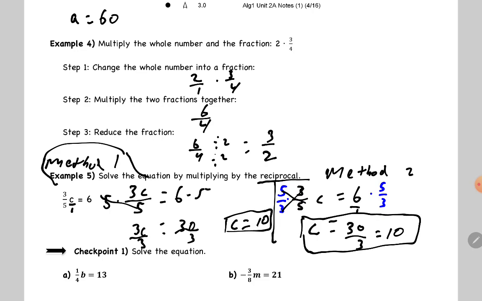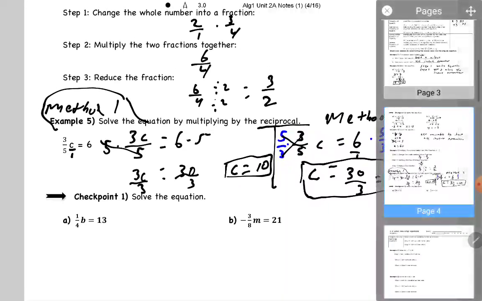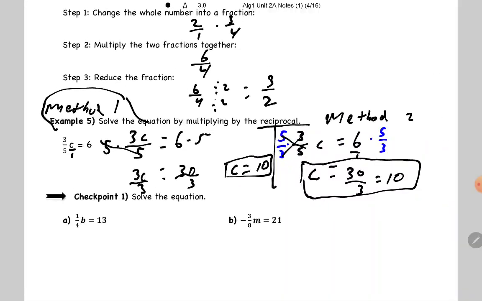Alright, let's do some more examples. I'm just going to use method 1 for this, because this is just b over 4 equals 13. So I'm going to multiply both sides by 4, and I'll get b equals 52. Okay.